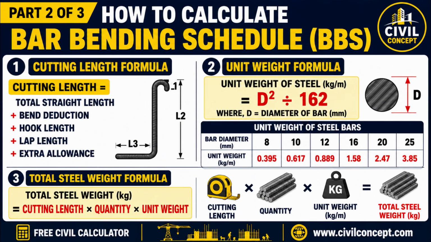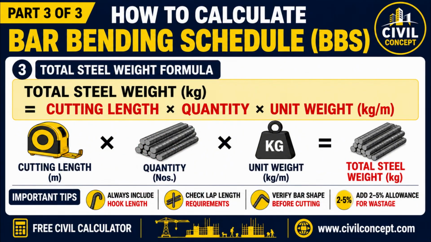Before finalizing your BBS, always remember these important tips. Always include hook length. Check the required lap length. Verify the bar shape before cutting. And finally, add 2 to 5% extra steel to cover cutting loss and wastage. Using these simple formulas, you can prepare a bar bending schedule quickly and accurately for any RCC member.